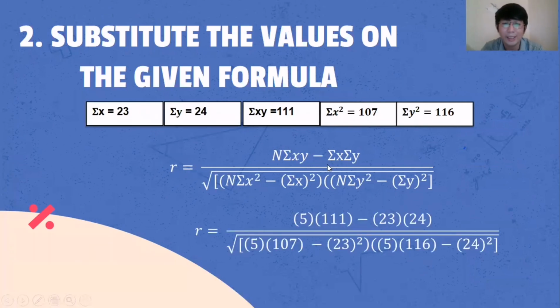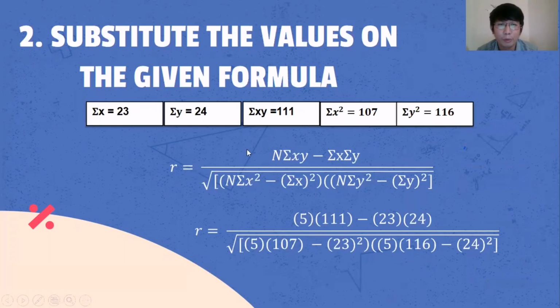It goes like this. N is the total number of pairs of scores. A while ago we have 5 pairs. That's why N is 5, right? So we have summation of XY, that is 111. Summation of X, that's 23. Summation of Y, that's 24. Total number of pairs is 5. Summation of X squared, that is 107.